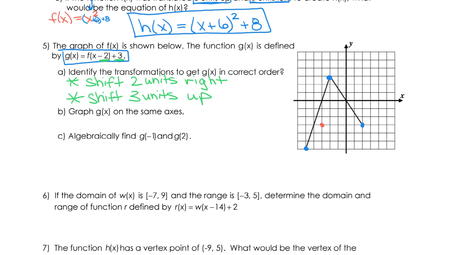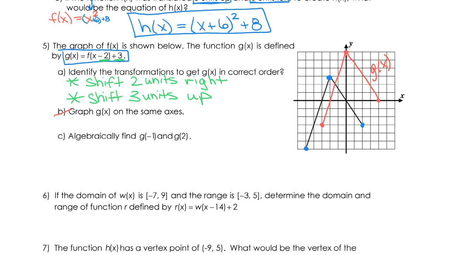Okay, 2 units to the right, 3 units up. Okay, 2 units to the right and 3 units up. Okay, nice straight lines. I'd make them straighter if I could, but I don't like that one. You do a little bit better than that. It started to curve in. Okay. There we go. All right. And we're going to go ahead and label that as g of x. And so part B is finished. We graphed g of x on the same axes.